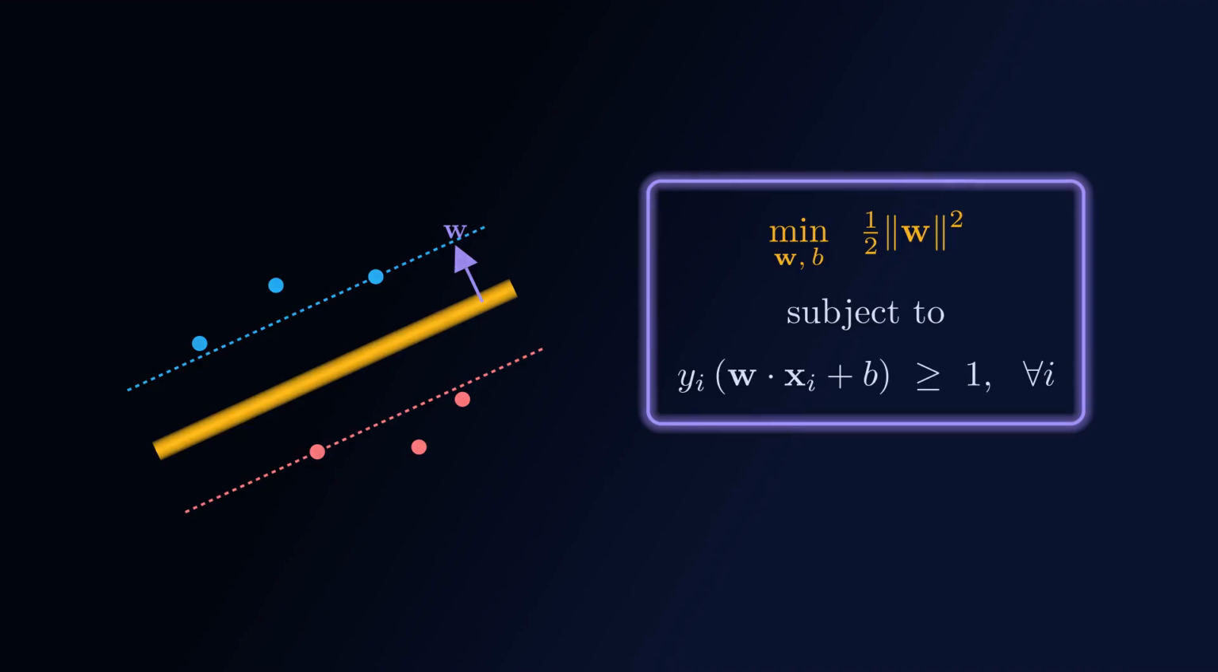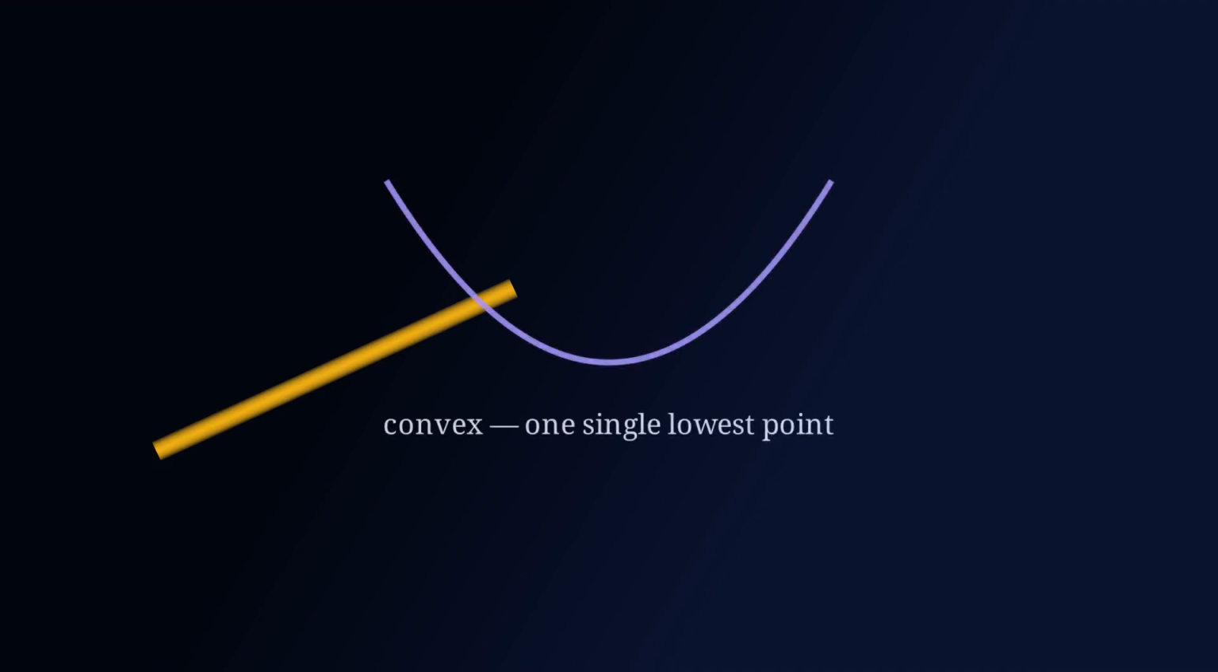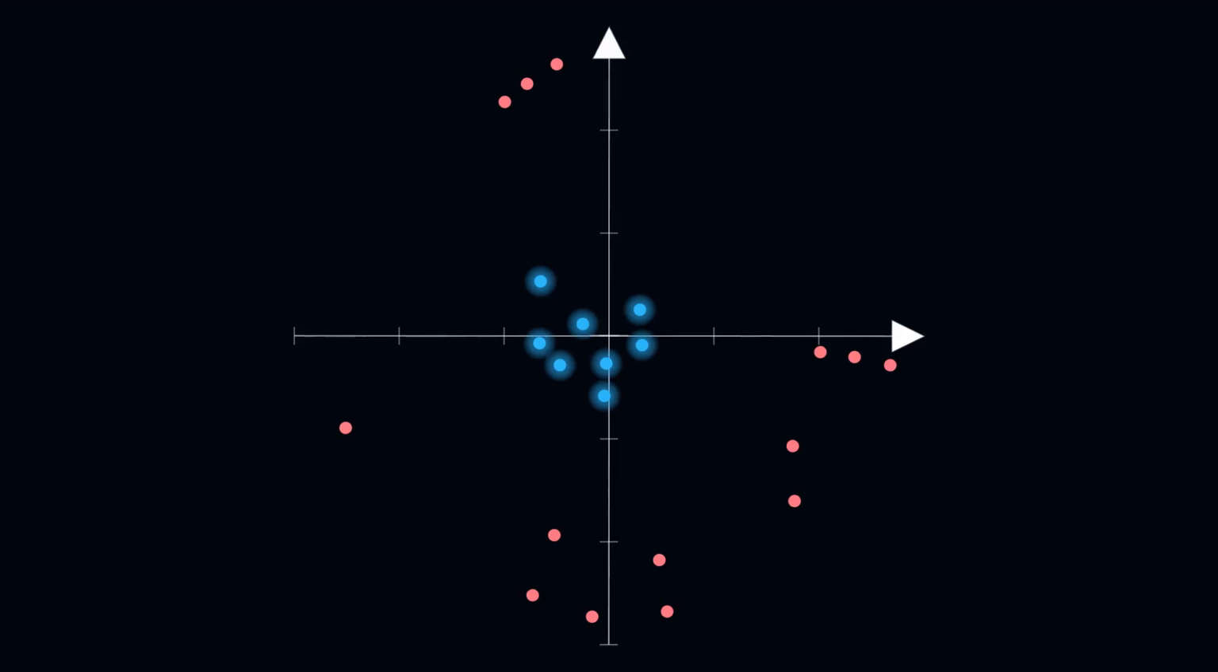This kind of problem, minimizing a smooth bowl-shaped quantity under straight-line constraints, is called convex optimization. It's a very friendly landscape. There are no confusing local traps, just one single lowest point, one best answer. That guarantee is a big part of why support vector machines were so beloved. The trick is this.